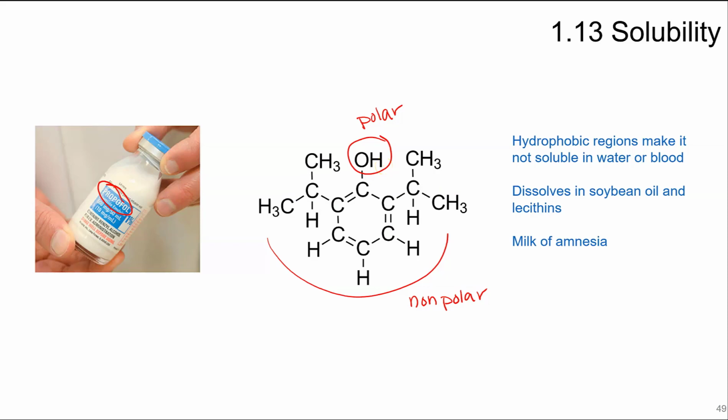So there's a lot of hydrophobic regions, which also makes it not soluble in water or blood. This dissolves in soybean oil though, so this is an oil, and also lecithin. So often it's dissolved in that and it has this milky color, and so they will often call it milk of amnesia. So this is just an interesting tidbit here. I won't be asking you questions about Propofol or the structure.